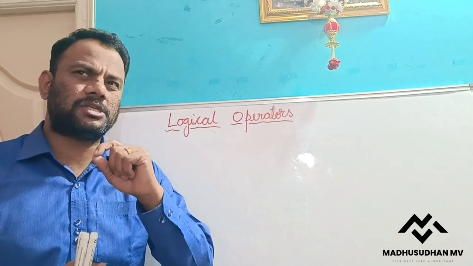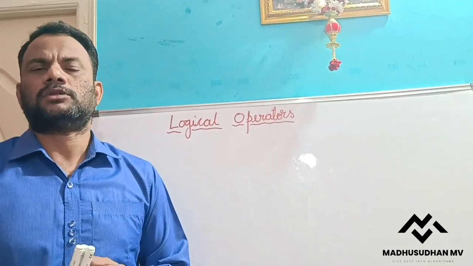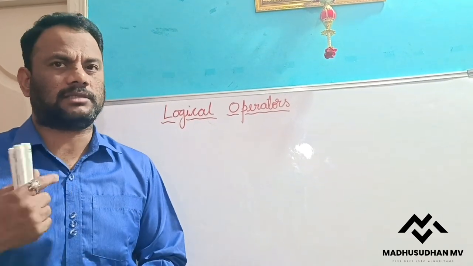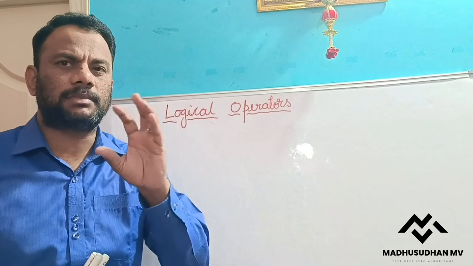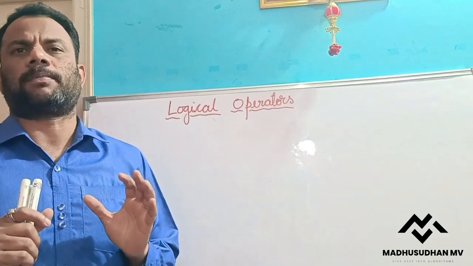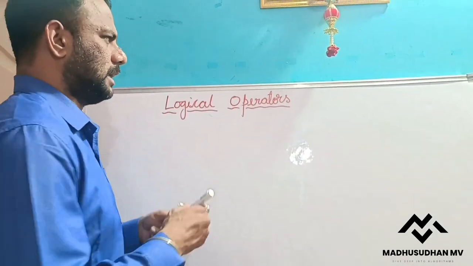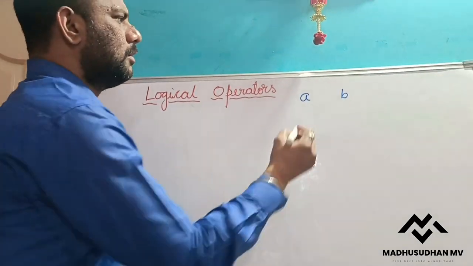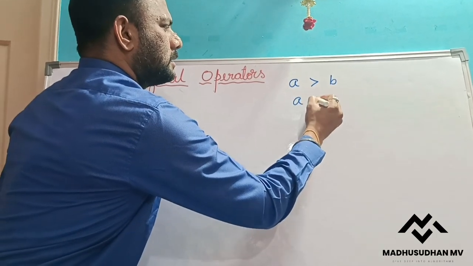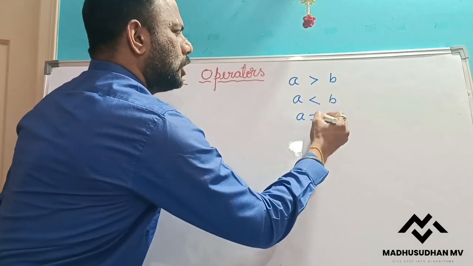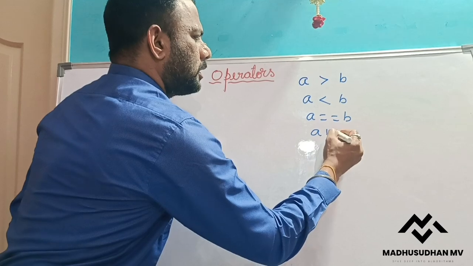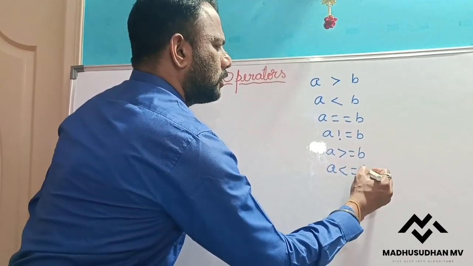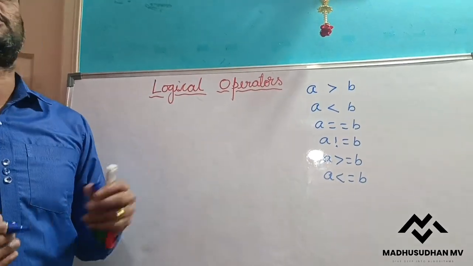Whenever we want to check any condition, we use either greater than, less than, equal to, not equal to, greater than or equal to, or less than or equal to. These are the six possible conditions we can check. That means whenever we have two numbers, let us say A and B, I can check whether A is greater than B, or A is less than B, or A is equal to B, A is not equal to B, A is greater than or equal to B, or A is less than or equal to B. These are the only possible things we can check.